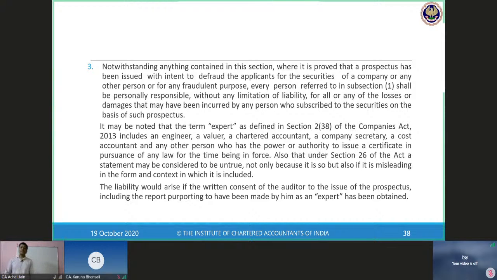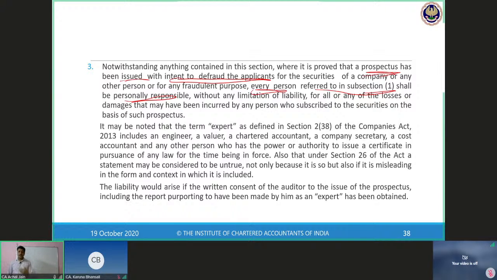Third, notwithstanding anything which is contained in the section, so that means whatever we have discussed so far, where it is proved that a prospectus has been issued with intent to defraud the applicants. So prospectus issued with the intent to defraud the applicants. Every person who is referred to in subsection 1 shall be personally responsible without any limitation of liability. So there is no limitation on the liability for all or any of the losses or damages that may have been incurred by any person who subscribed to the securities on the basis of such prospectus.